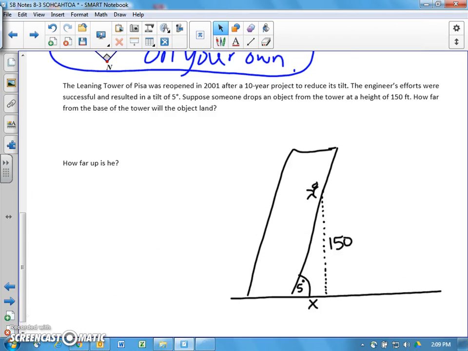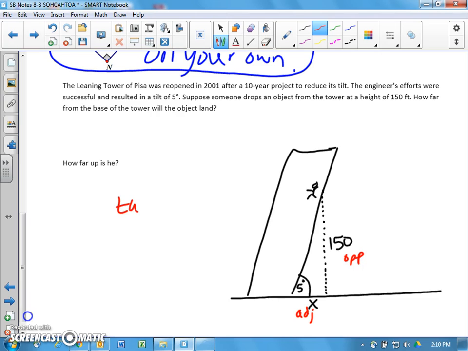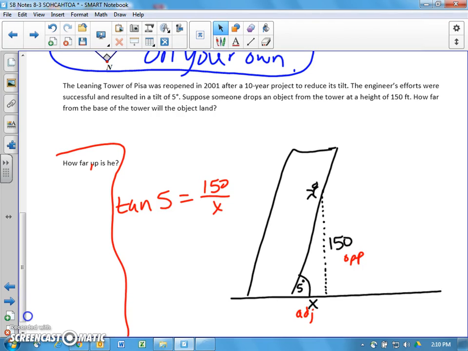All right, the last one is our word problem. Once you read it, you're going to see a setup similar to this. So again, when we do our labels, we should have our adjacent here and our opposite here, which leads us to the equation tangent of 5 degrees equals 150 over x. I want you to solve this one and then go figure this one out. To figure out this last one, you're going to be solving for y.